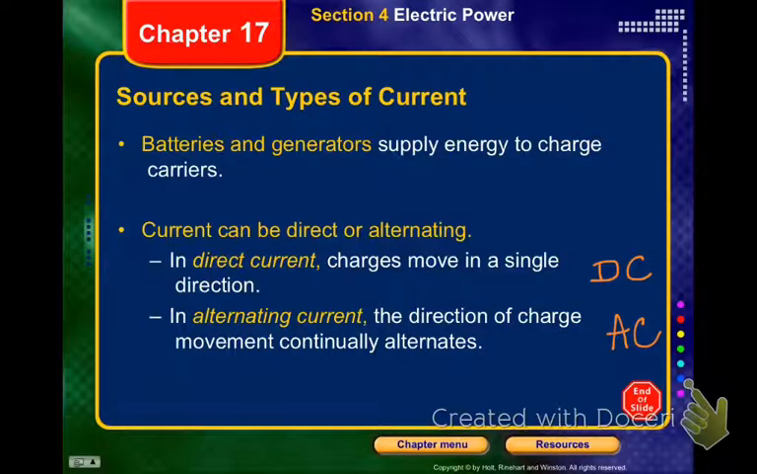Direct current, this is where charges move in a single direction. What example did we talk about just yesterday or the day before? And I said that's an example of current that can only move in one direction. Your batteries. Alternating current, also known as AC current, the direction of charge movement continually alternates. Where might you find AC current? The wall outlets.